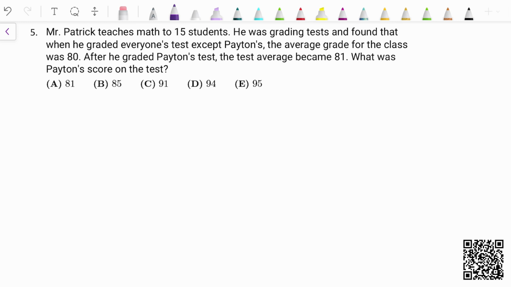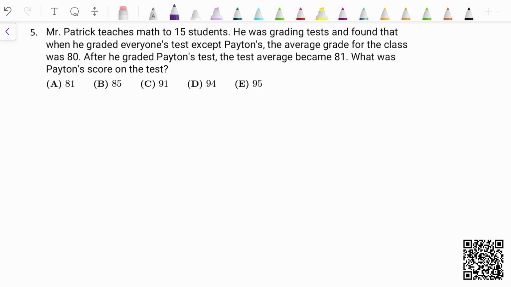This is problem number 5 of the 2015 AMC 10A. Mr. Patrick teaches math to 15 students. He was grading tests and found that when he graded everyone's test except Peyton's, the average grade for the test was 80. After he graded Peyton's test, the test average became 81. What was Peyton's score on the test?